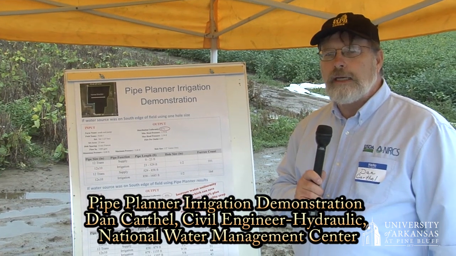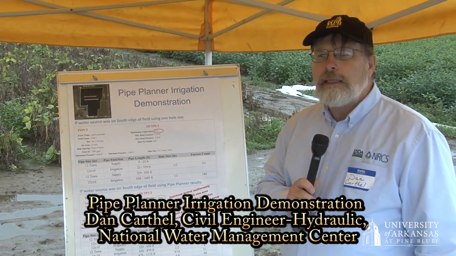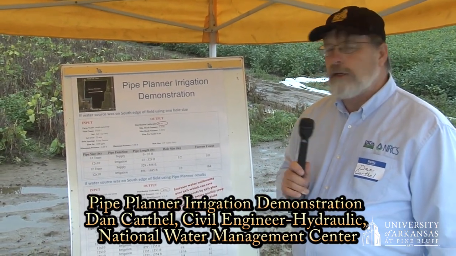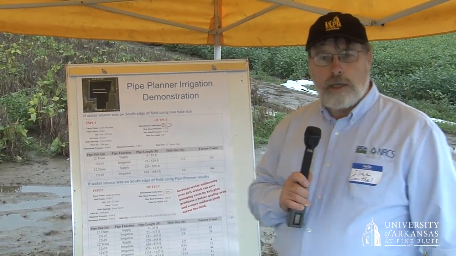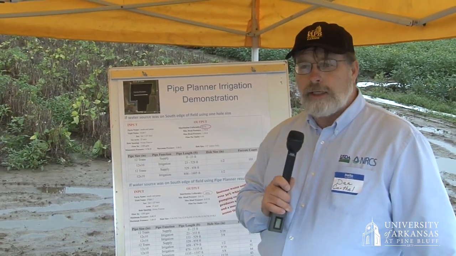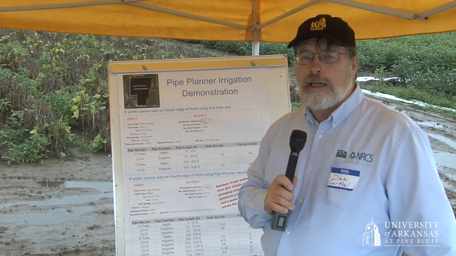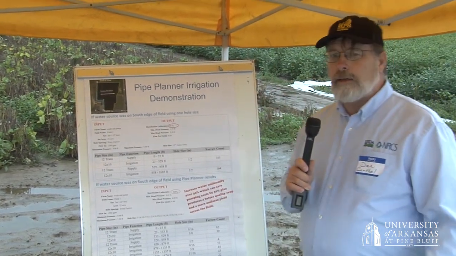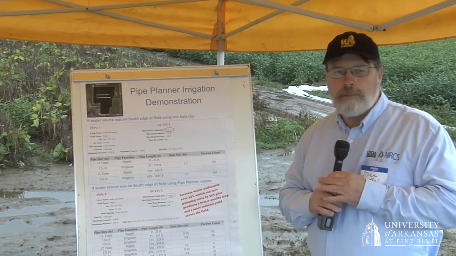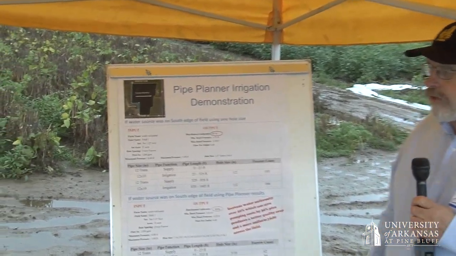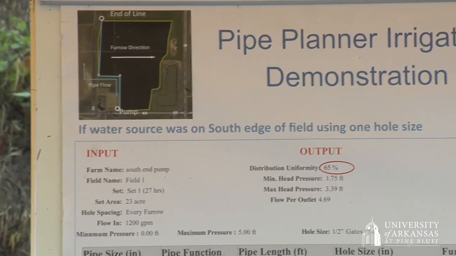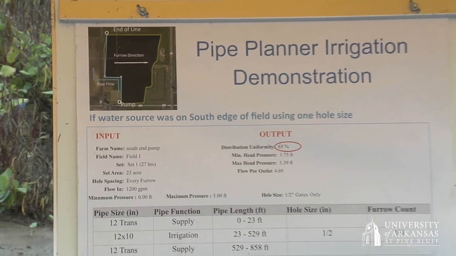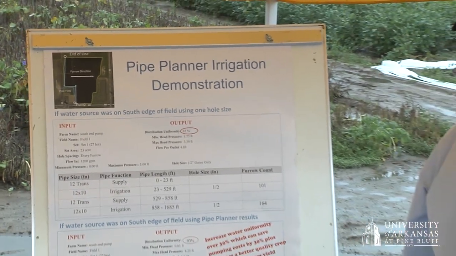We're encouraging, along with UAPB and Delta Pipe, the use of Pipe Planner to conserve water, conserve energy, and conserve labor, and hopefully help farmers put more dollars in their pocket. Pipe Planner is basically a program that's used with polypipe irrigation systems, and what it does is it determines the hole sizes along the length of irrigation pipe, thus saving water.